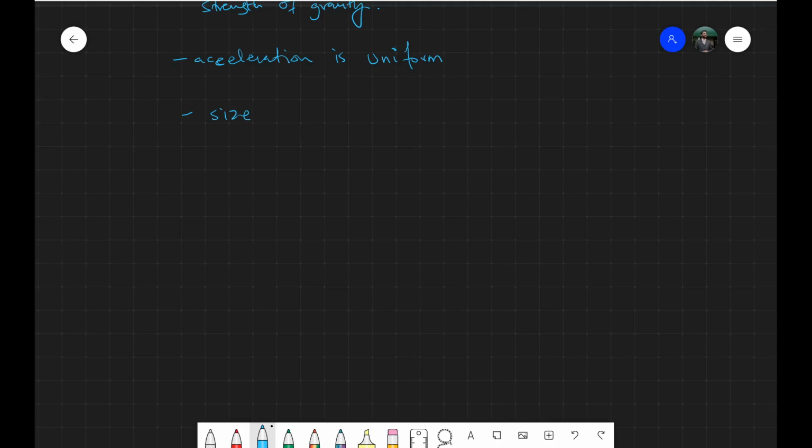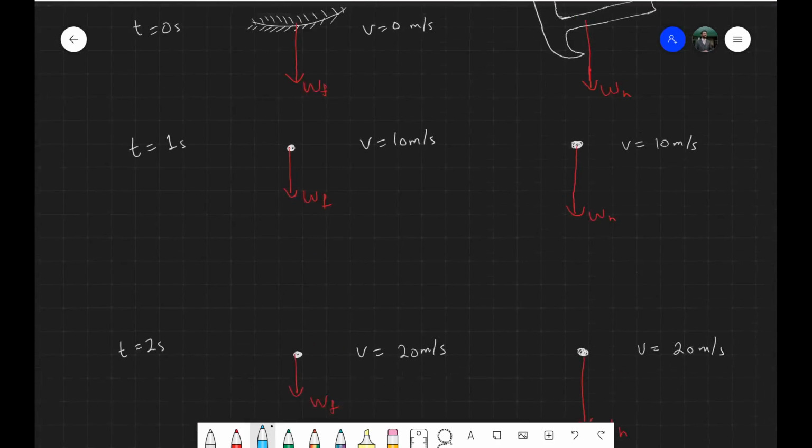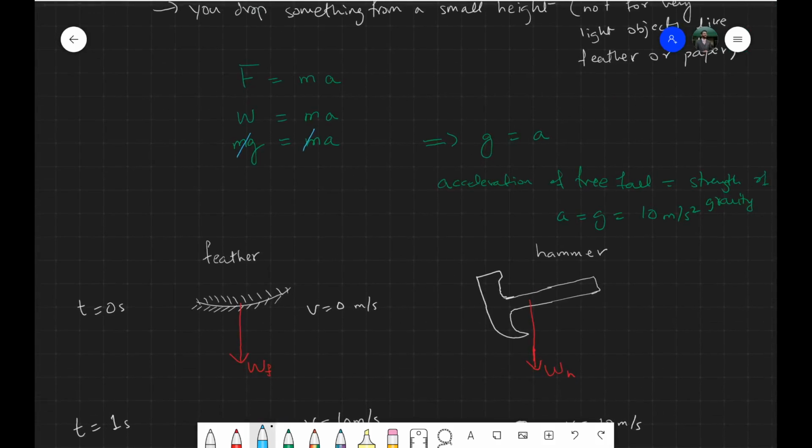Size of acceleration does not depend on their mass or shape or size, because these things are not part of the equation, which basically told us that a is going to be equal to g, and we saw that mass got cancelled out.